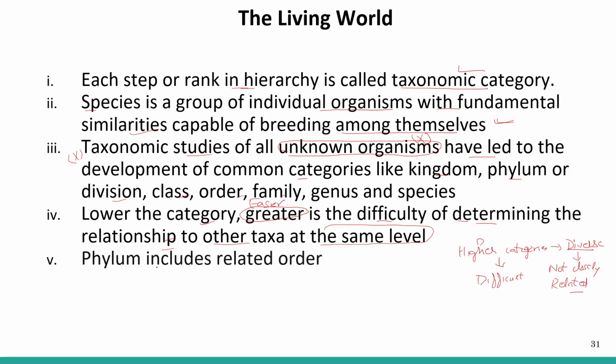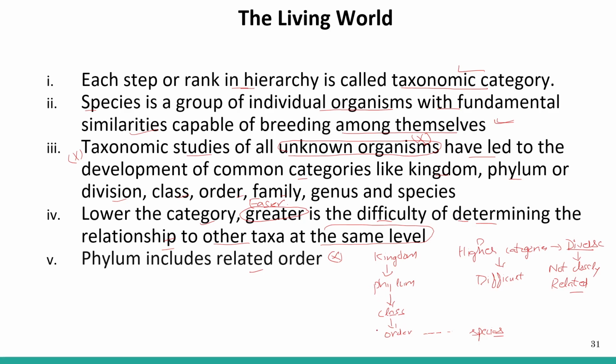Now the next option is phylum includes related order. Again, this is not correct. Let's again see the taxonomic hierarchy. We have the kingdom. Then what do we have? Phylum. After phylum comes the class. Then we have the order, and this goes on till what? Species. Species is the lowermost taxon, or lowermost category. So phylum includes related order, they are saying.